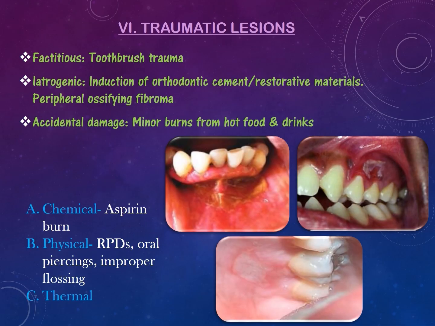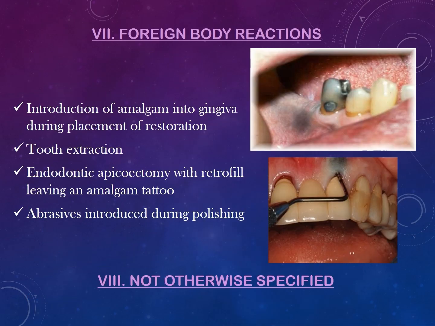Next, moving on to the foreign body reactions. The foreign body reaction leads to localized inflammatory condition of the gingiva, which is being caused by the introduction of foreign material into the gingival connective tissue through a break in the epithelium. So following are the various examples wherein there is introduction of amalgam into gingiva during the placement of restoration, or during a tooth extraction, or during an endodontic apicoectomy with retrofill leaving amalgam tattoo, or abrasives which are introduced during polishing.